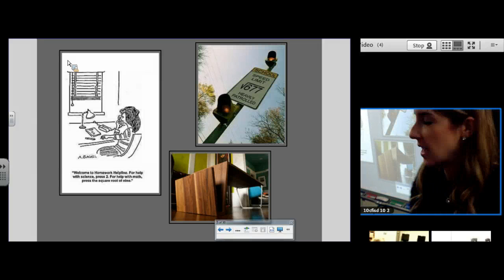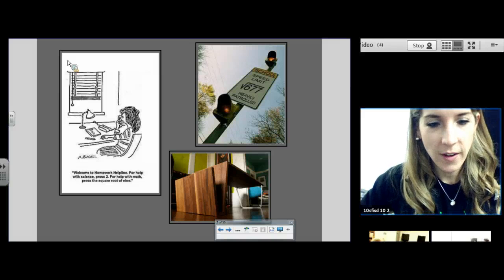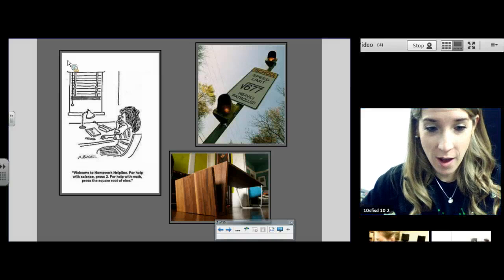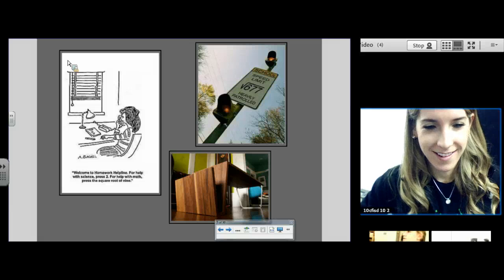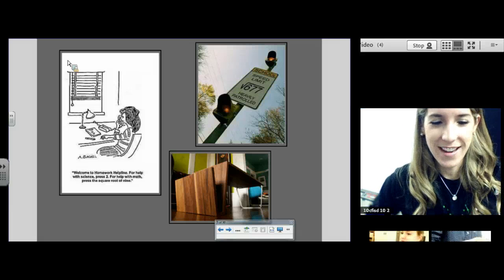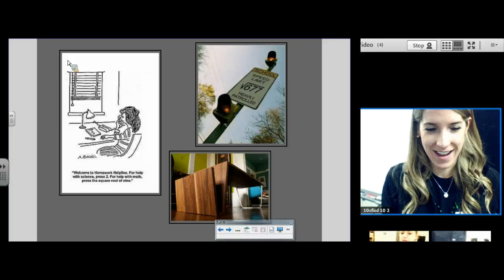That first cartoon says, "Welcome to Homework Helpline. For help with science, press 2. For help with math, press the square root of 9." Ha ha ha. If they need help with math, they probably don't know what the square root of 9 is.